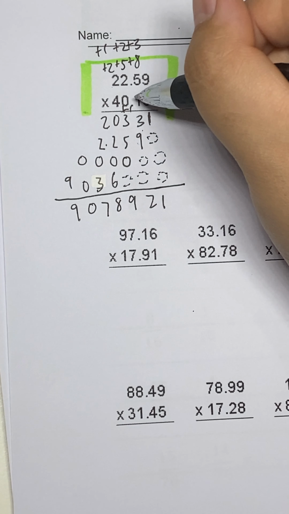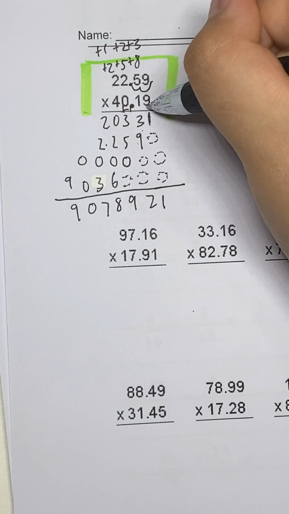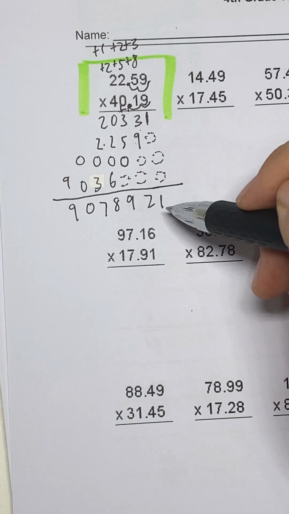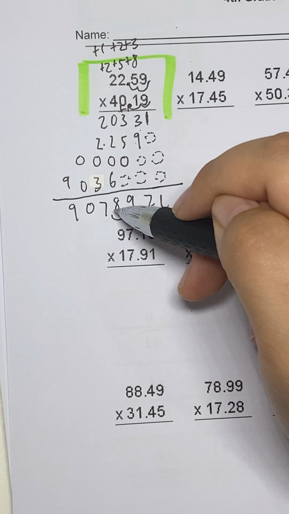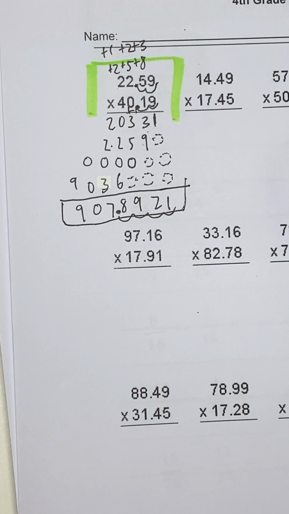So right here, the decimal place was over here and right here. So we're going to go 1, 2, 1, 2. So we went 4 places total. So we're going to go 1, 2, 3, 4, and place your decimal right here. So that should be your answer.